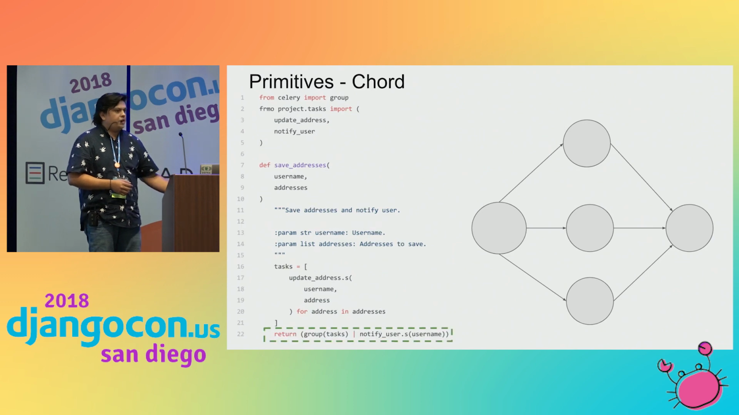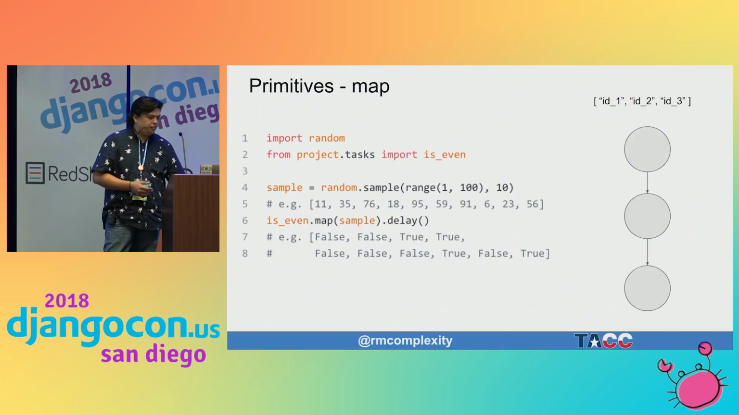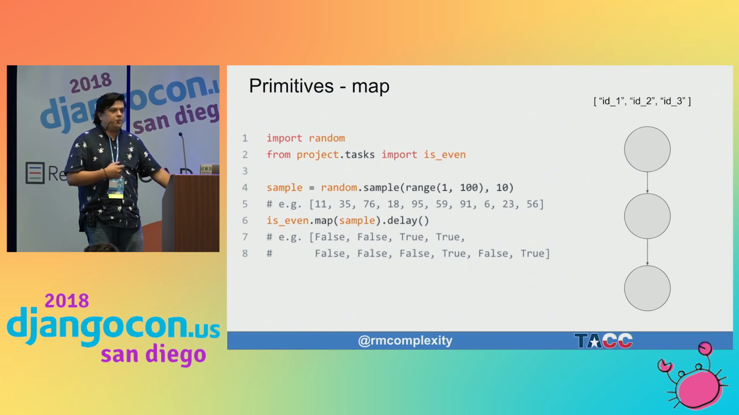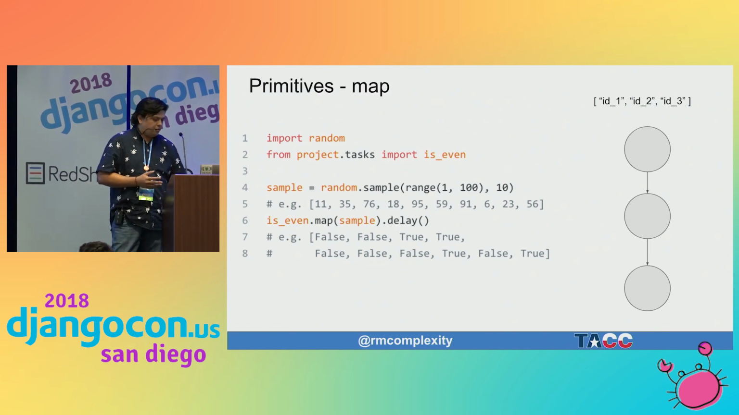But also, we can just chain a group with a callback, and that's basically the same thing. Celery will know that this is going to be a chord. The other primitive is map, which is something that we can use whenever we have an array of parameters, and we need to run this array on the same task. The only difference is that it's not going to be in parallel as a group. It's going to be sequential.